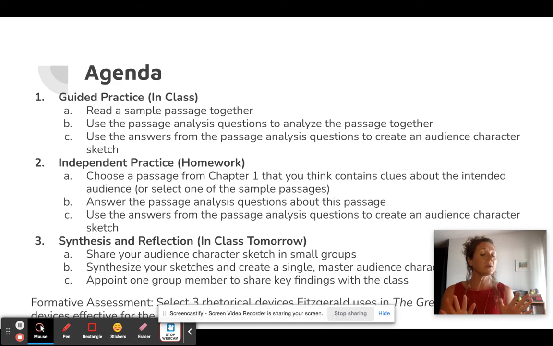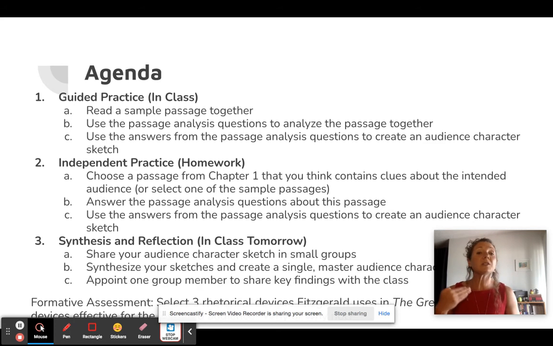For now, let's focus on the guided practice. And so we are going to read a sample passage together. We're going to use the passage analysis questions to analyze that passage together. And then we're going to use the answers to those questions to create an audience character sketch. What we're really trying to get to is, what does the audience believe? What does the audience value?